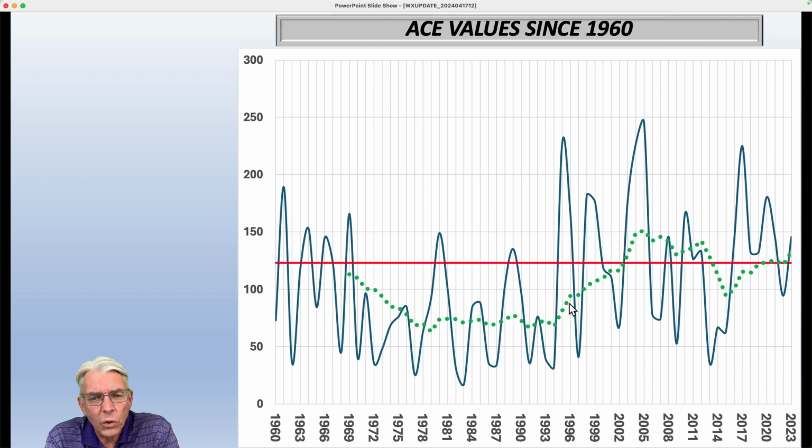And then there was a notable increase from the early 1990s up until the early 2000s. But since that time, we haven't seen that line continuing to go up like that. In fact, if anything, it's trended downward just a little bit since the early 2000s. So there's no indication here that we are continuing this upward trend that started back in the early 1990s, okay? At least with respect to ACE, the accumulated cyclone energy.